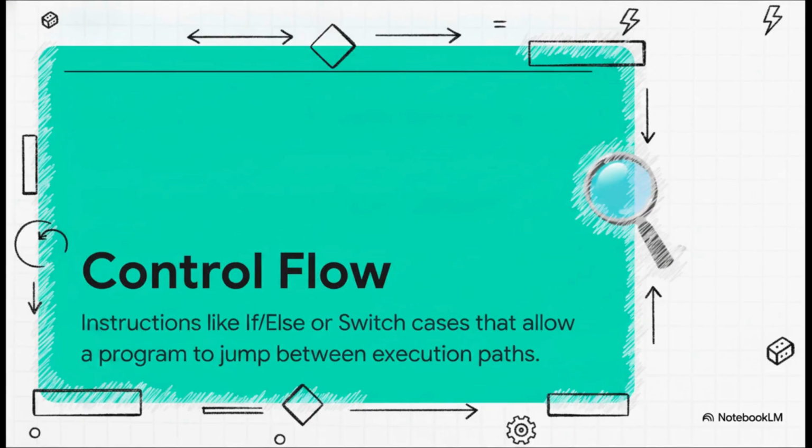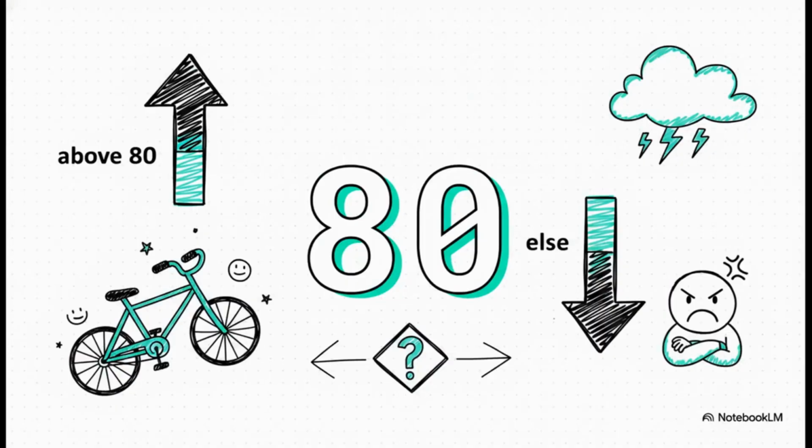Instead of just blindly reading code from top to bottom, control flow lets the program dynamically skip lines, repeat them, or branch off into entirely different logic based on the data it's receiving. It's how your program actually makes decisions. Think of this simple, maybe slightly traumatic childhood condition. If I score above 80%, I get a bicycle. Else, I get scolded. That is a perfect real-life example of an if-else statement.